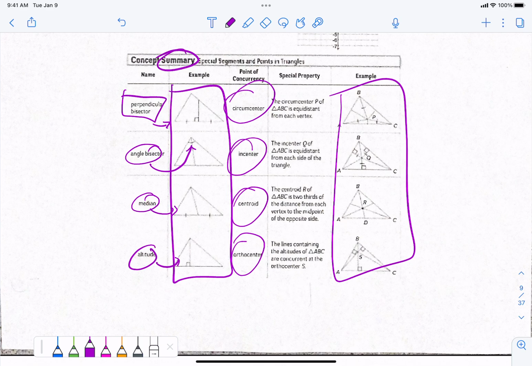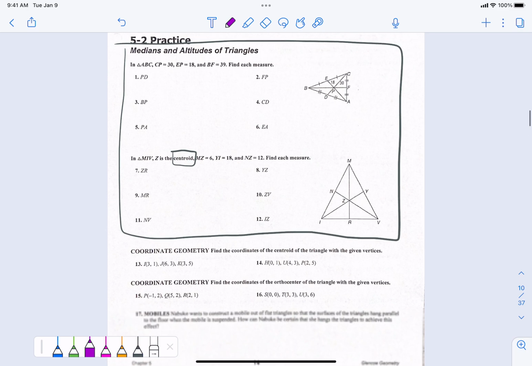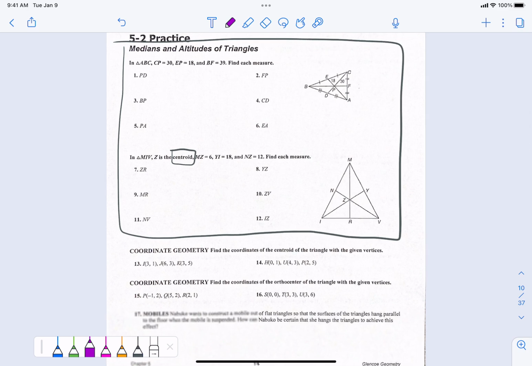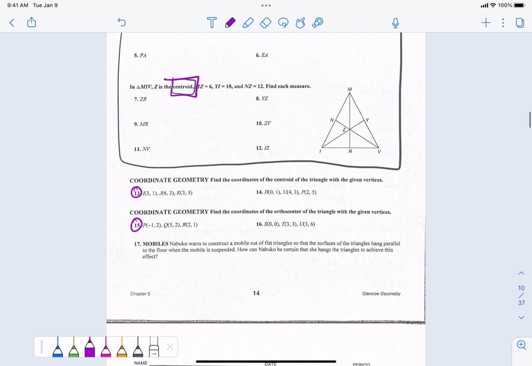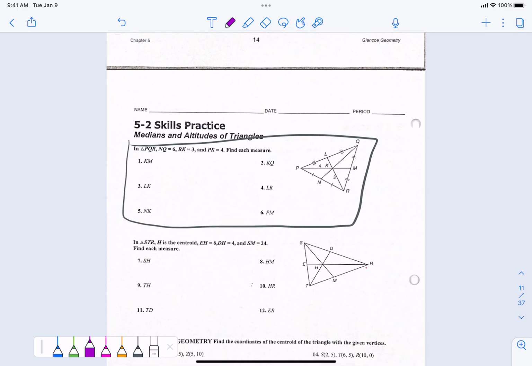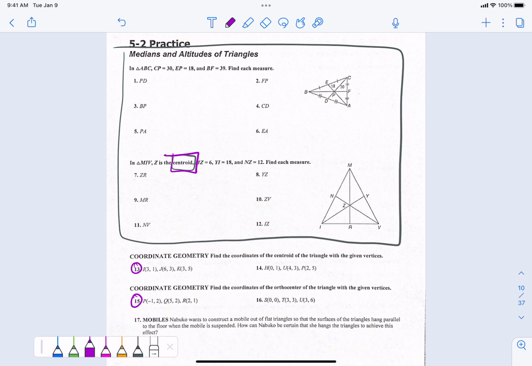Got it? Okay, so on your homework, practice side, do 1 through 12. And I'm pretty sure each one of those is a centroid. Practice side, do 1 through 12, and 13 and 15. I'll give you one little sheet of graph paper for 13 and 15. On the back side, just do 1 through 6. Yay. So 1 through 12, 13 and 15. On skills practice, just do 1 through 6.